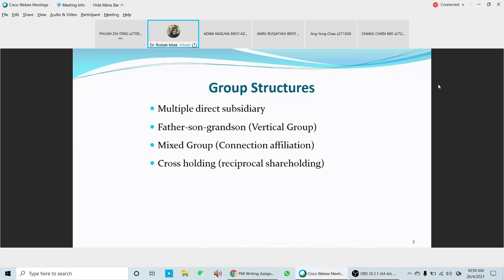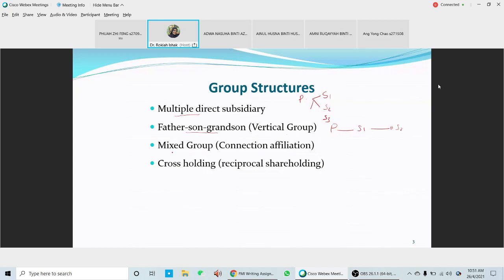The first is the multiple direct subsidiary. Later on, we are going to look at what a multiple direct subsidiary is. So you have the parent, and subsidiary 1, 2, 3. This one is simple. We have more subsidiaries, but this one is only direct. Then you have another one, which is father, son, and grandson. So father, son, and then grandson: parent to subsidiary 1, the son, and then subsidiary 2. So this one is father, son, and grandson.